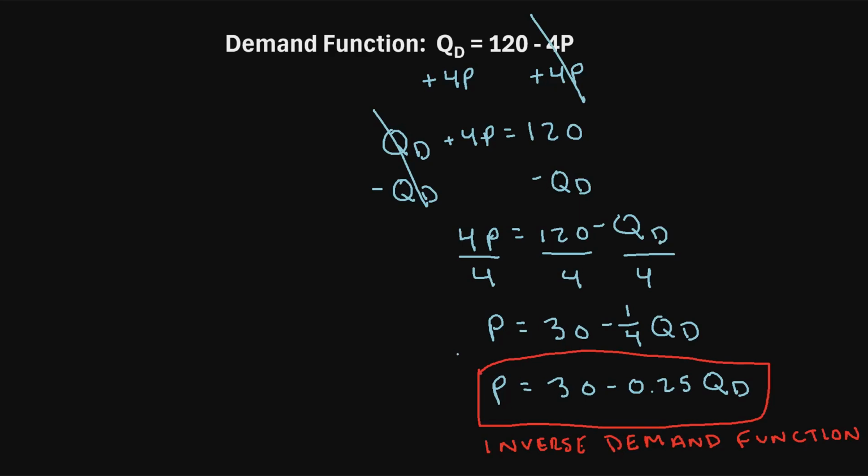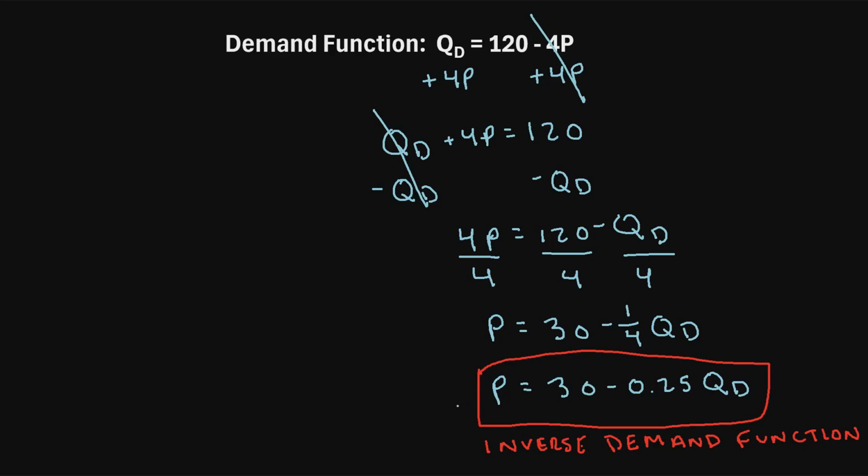Now, one thing worth noting is that the demand function and the inverse demand function are the exact same function. The terms are just rearranged in different orders. So in the demand function, we have quantity as a function of price. So as the price changes, the quantity is changing. But in the inverse demand function, we have price as a function of quantity. So as quantity demanded changes, the price changes.